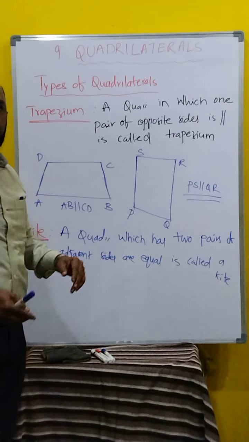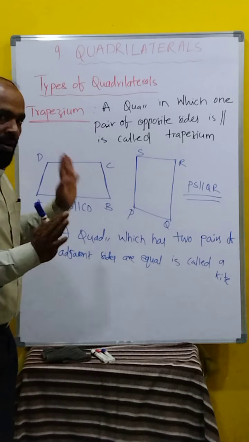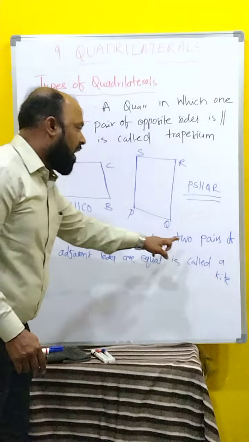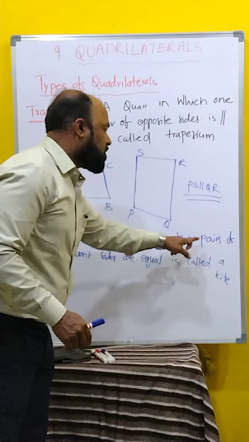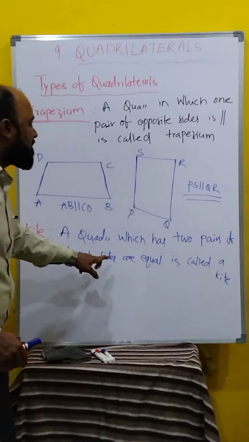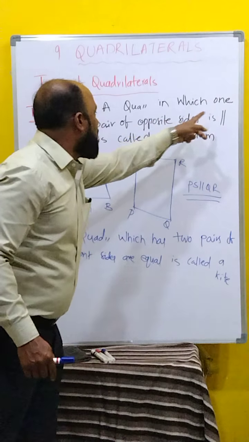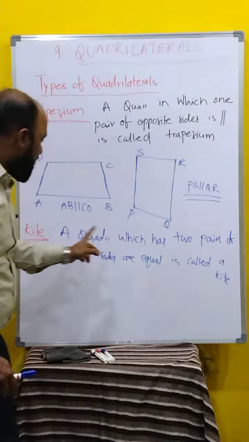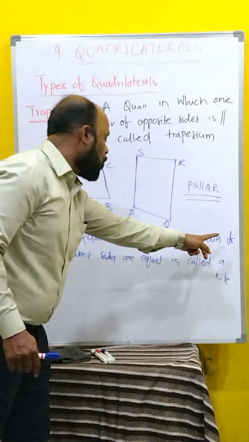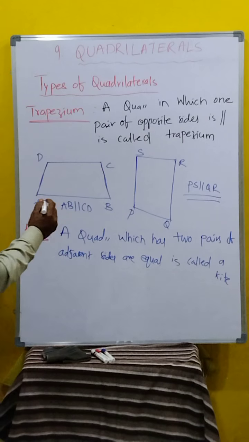Now we'll go for the kite. Kite, we know already, is a special type of quadrilateral. A kite is a quadrilateral which has two pairs of adjacent sides equal. One pair of opposite sides parallel is called a trapezium. In this, which has two pairs of adjacent sides equal is called a kite. I'll show here.